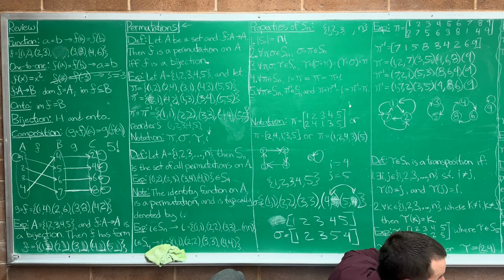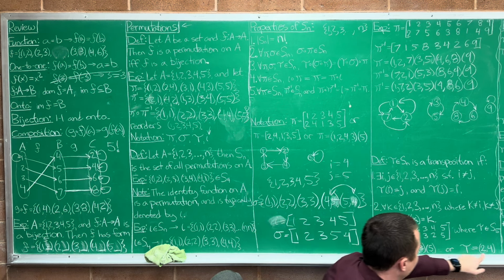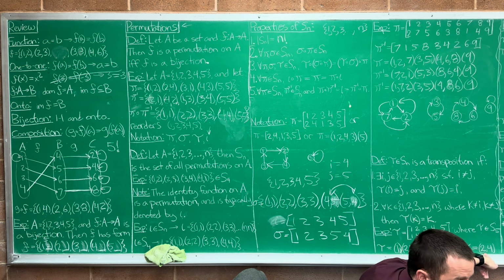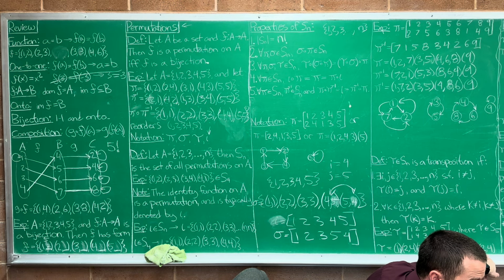So, even more concise notation now, when it's a transposition, we will now write tau as just (2 4), because that's the only cycle we care about. And we're saying every other cycle is a number just mapping to itself.